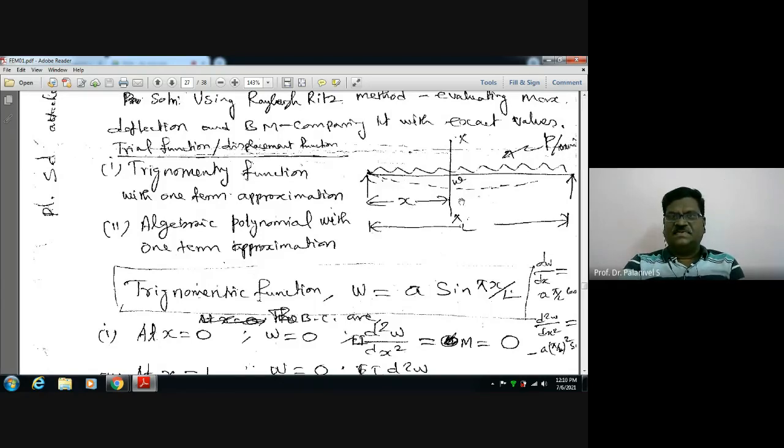At a distance x from one support, the deflection is small w. Since the author has used small w to represent the deflection at any point and P naught to represent the intensity of the UDL, I also used the same notation. While referring to Professor C.S. Krishnamurti's textbook, you should not get confused. That is why in my notes I used the same notation.